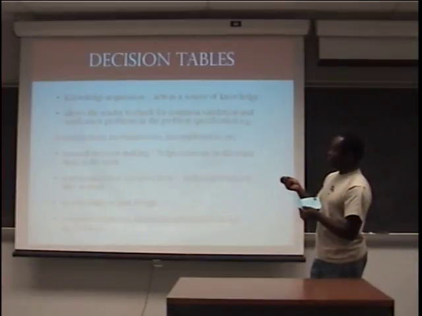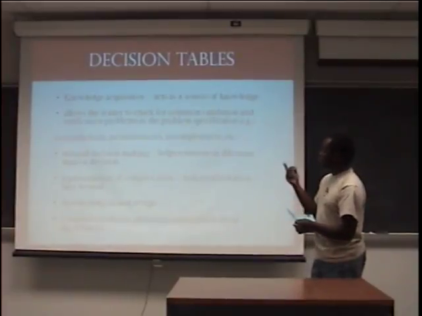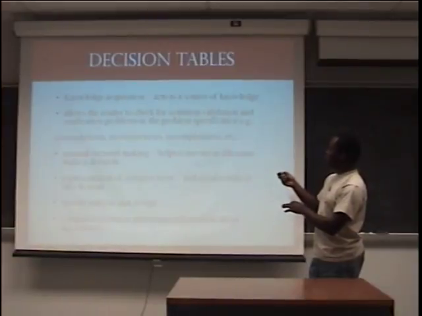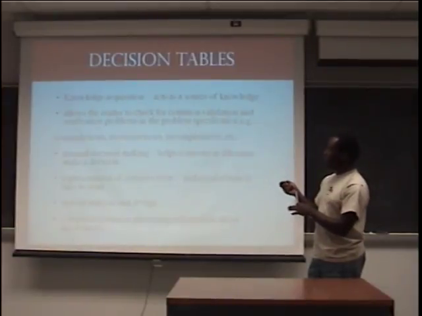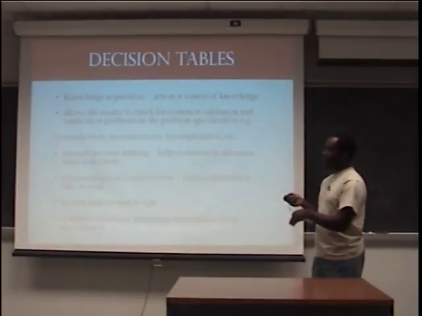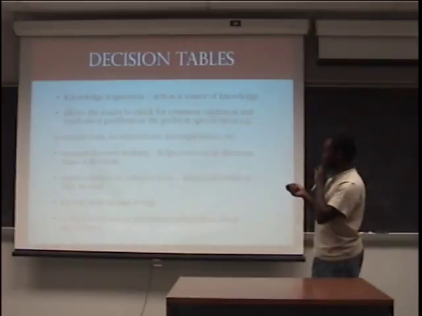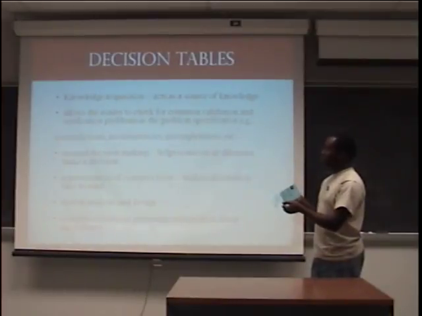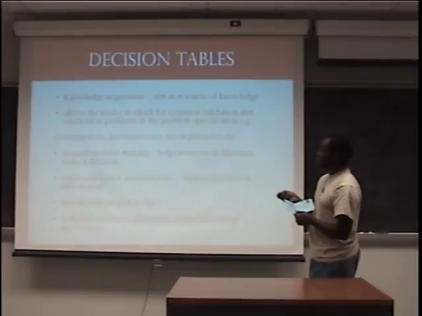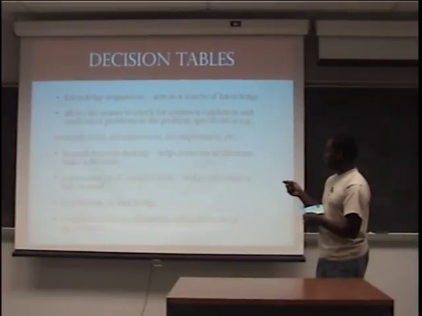So these are the applications of decision tables, where you could acquire knowledge through such a table. You could get information from such a table. You could also use such a table to validate and verify problems in a specification. Let's say you could check for contradictions, inconsistency, incompleteness, redundancy, and all that. Thirdly, you could also make decisions based on decision tables.